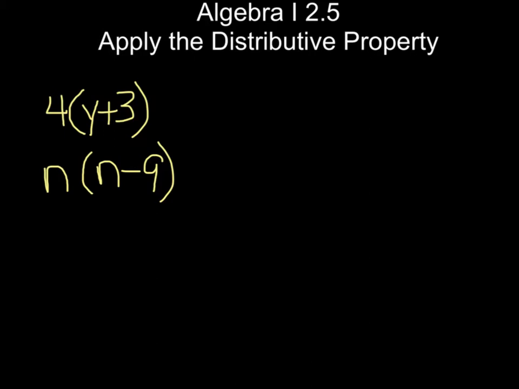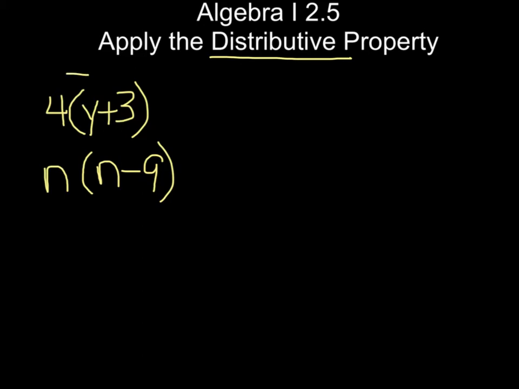Now remember, when I say the quantity of, that means there's going to be a group of numbers and variables in a set of parentheses. So we have 4 times the quantity of y plus 3. The 4 is outside the parentheses, so it must be distributed to everything on the inside of the parentheses. When you distribute a number or a variable, that means you are going to multiply it by every single term that is inside that set of parentheses. So let's take a look.